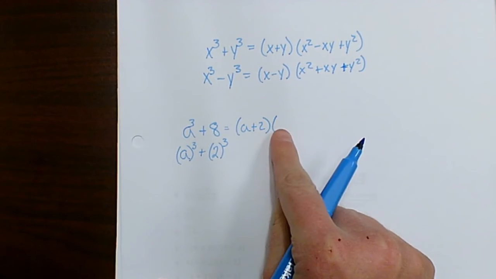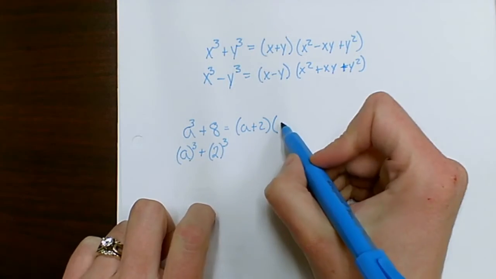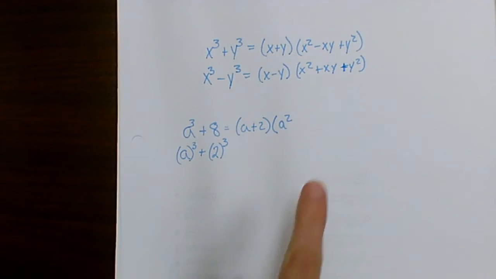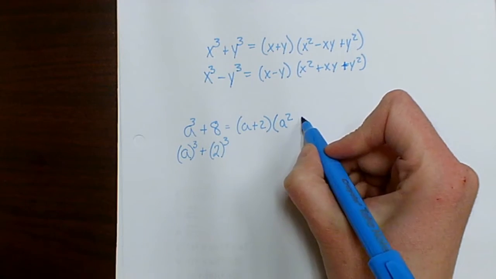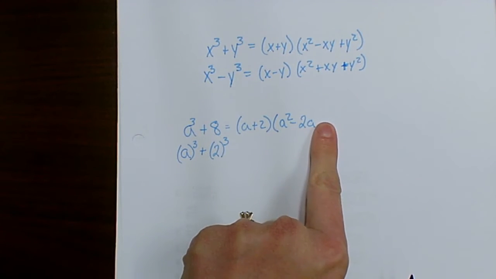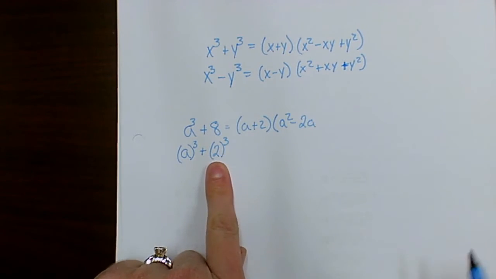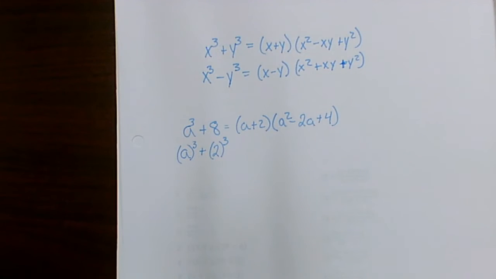The next thing is a trinomial. To get the first term of your trinomial, you're going to square your first guy. So that's a squared. For the middle, you multiply. 2 times a is 2a. We haven't used a negative yet, so it comes next. To get your last term, you square your last term. 2 times 2 is 4, and you're done.